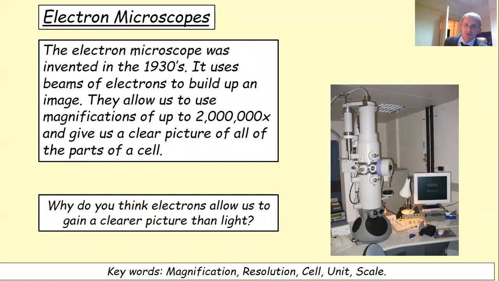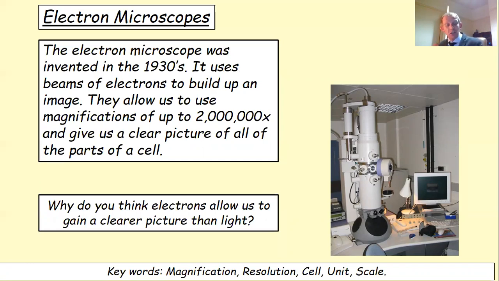So electron microscopes, these guys are amazing. They were invented in the 1930s. They're absolutely massive. The image you can see in front of you here is actually quite a small electron microscope, and they can be almost the size of a room in some instances.